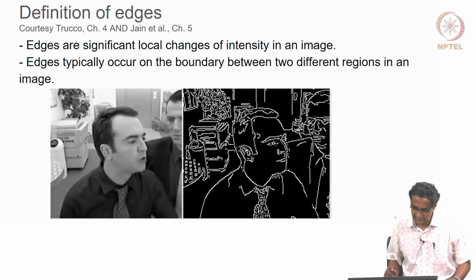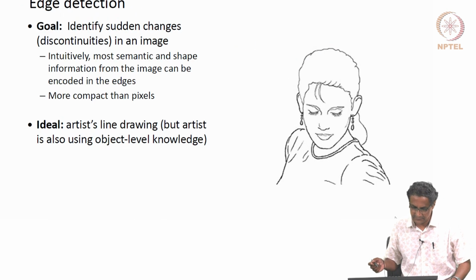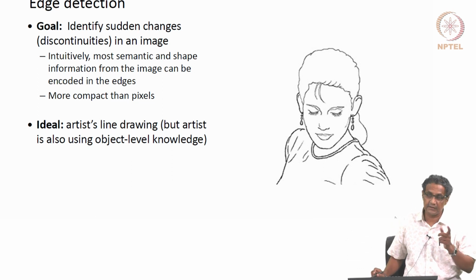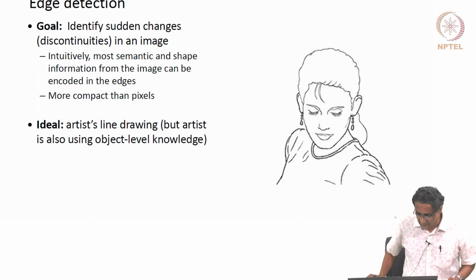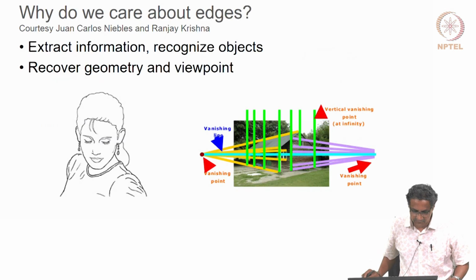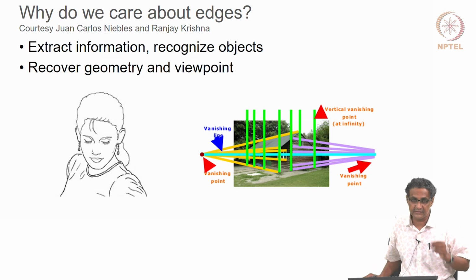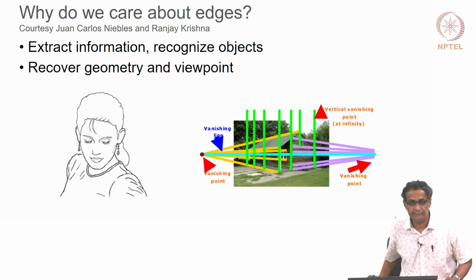So if you see here, an edge definition is more or less where there is a significant change in intensity or transition. So you can have an artist line drawing, and then some of the things that I already talked about. And of course, there are also other things: using edges, you can trace what is called a vanishing point in an image and so on.